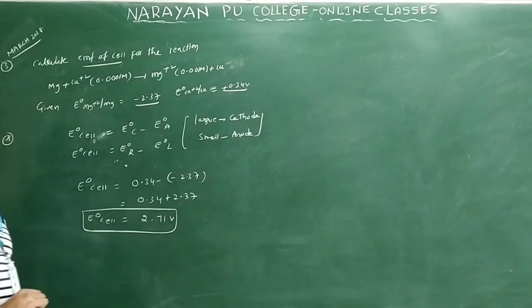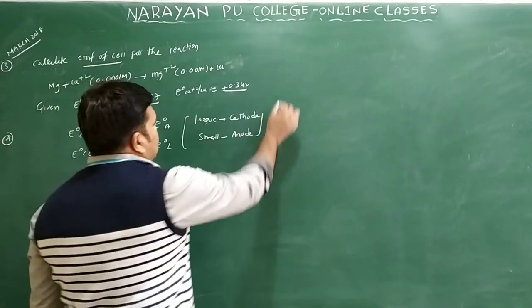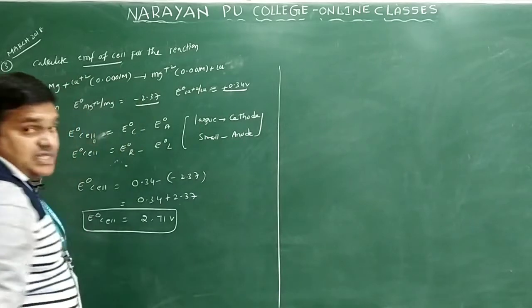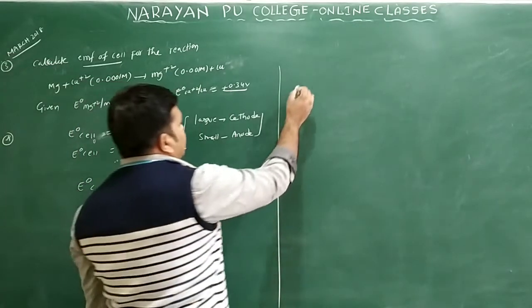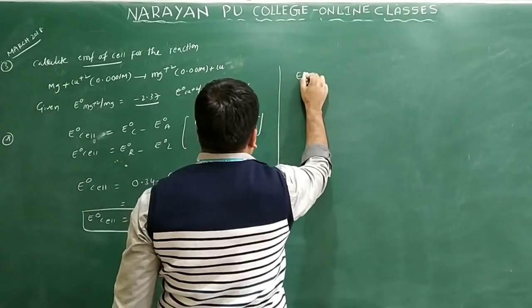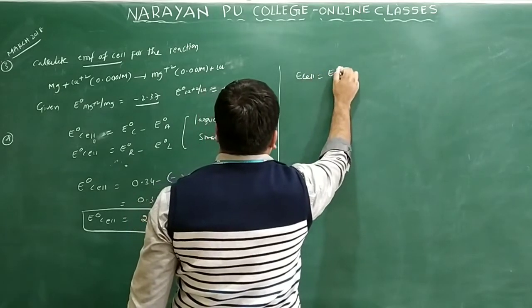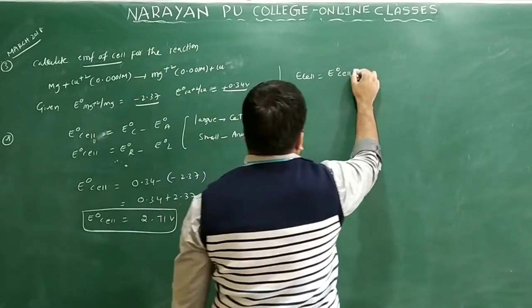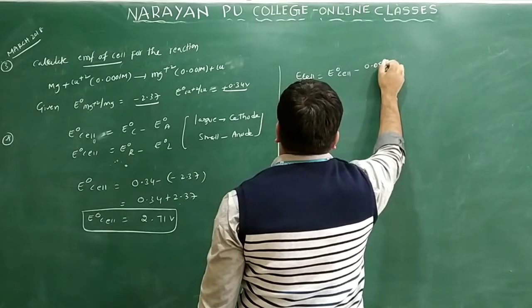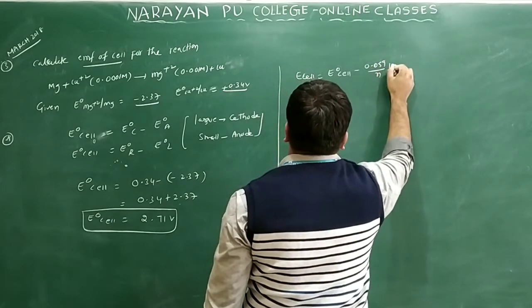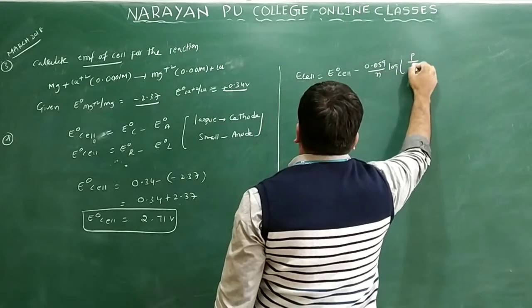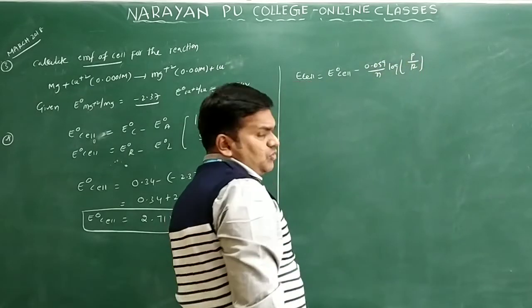Understood all of it? Then next, you can find out E cell for the reaction, that we can say EMF of the cell. Clear? Now, EMF of the cell, you can write E cell is equal to E naught cell minus 0.059 by n into log P by R, or you can directly write it for the ions.